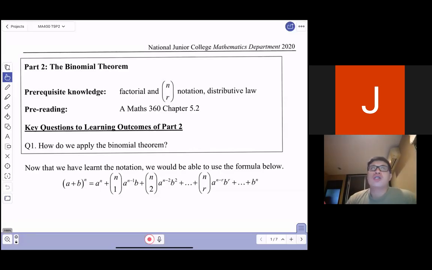Okay, congratulations on making it to part 2. So this will be on the binomial theorem. We are going to go straight into the action of how we can expand a binomial term into these various components.